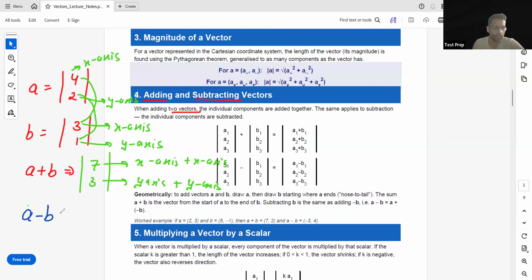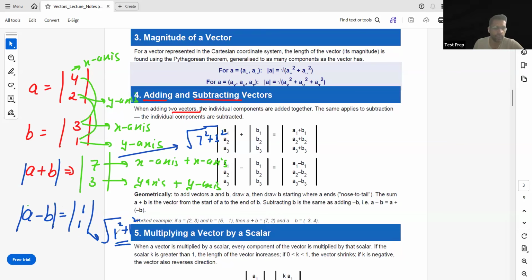A minus B, we will do the same. The x-axis will subtract the x-axis. 4 minus 3 is 1. 2 minus 1 is 1. Now this is the subtraction. We subtract the x-axis from the x-axis and the y-axis from the y-axis. If we have to find the magnitude of A plus B, the magnitude is equal to the square root of 7 square plus 3 square. Now the magnitude of this one is the square root of 1 square plus 1 square. That is its magnitude.